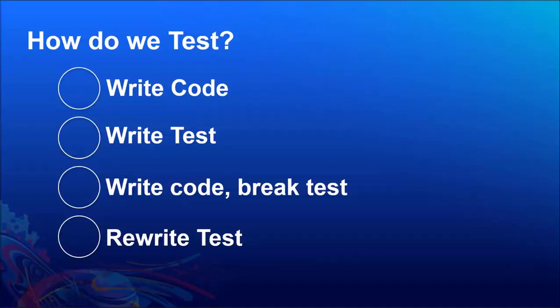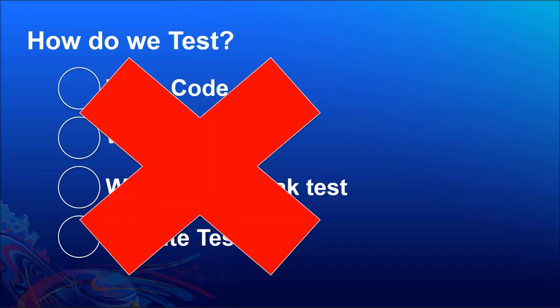So how do we test? Commonly, what we see developers do is they write their code and then they write their tests. The code then breaks when they modify and update it. That test is then broken. So then we rewrite the test to meet the new guidelines of the code. The problem is this is the opposite of what we should be doing. We end up in a situation where our code is driving our tests instead of our tests driving our code.